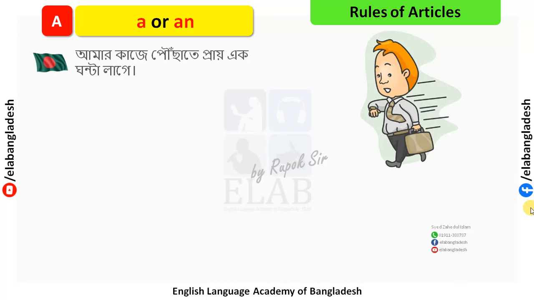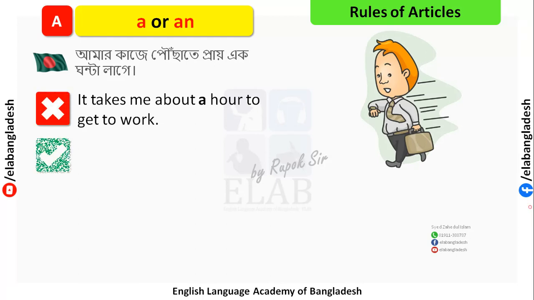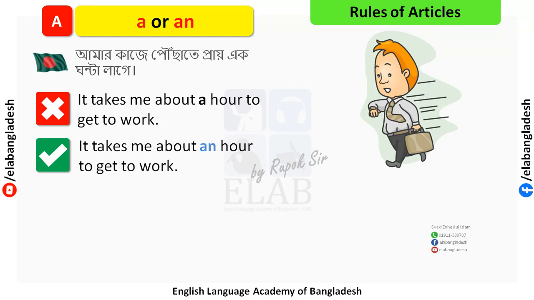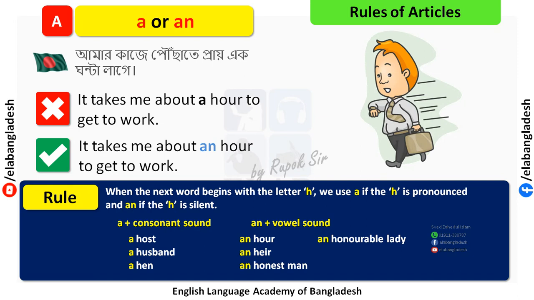It takes me about an hour to get to work. When the next word begins with the letter H, we use a if the H is pronounced and an if the H is silent. A plus consonant sound: a host, a husband, a hen. An plus vowel sound: an hour, an heir, an honest man, an honorable lady.